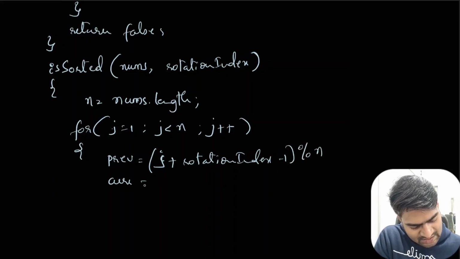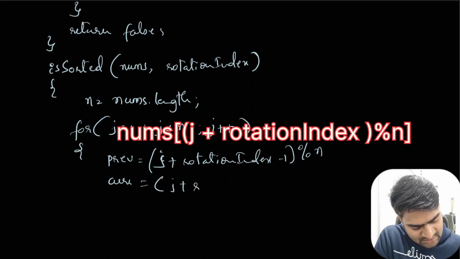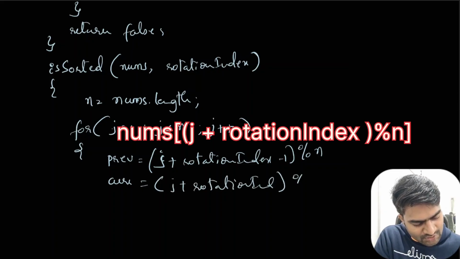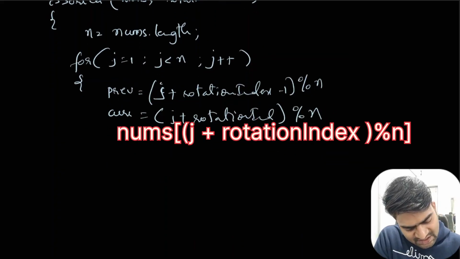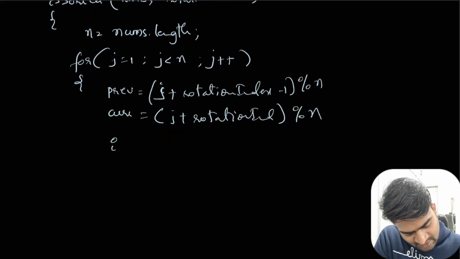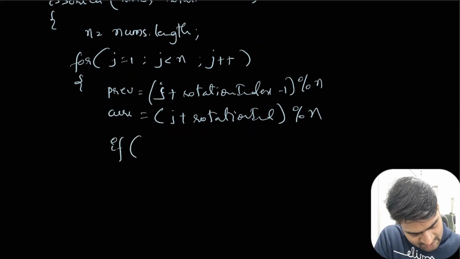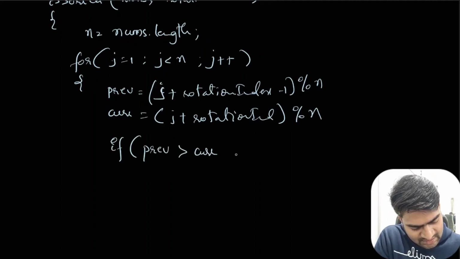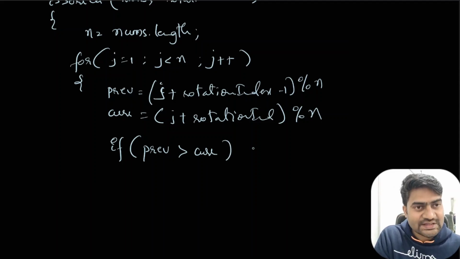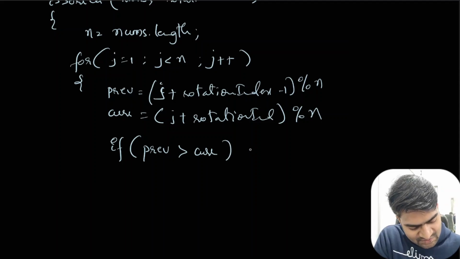Then current will be j plus rotation index modulo n. Then I will check if my previous element is greater than current, then for sure this is not sorted, so I will return false.